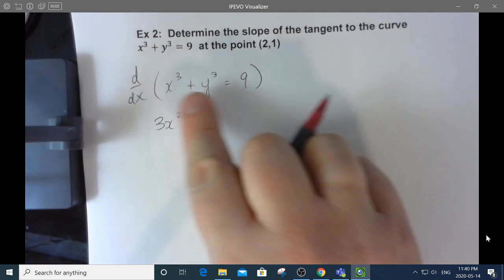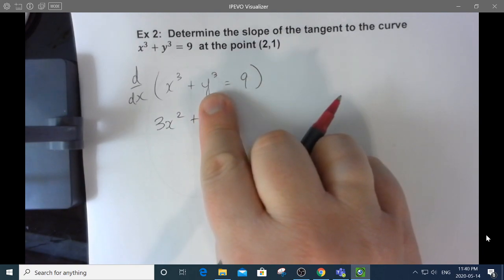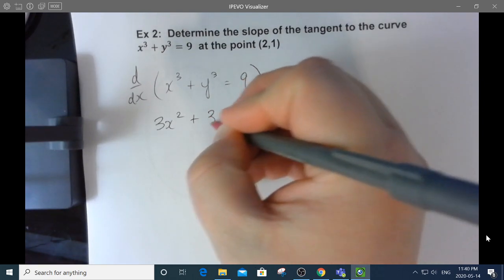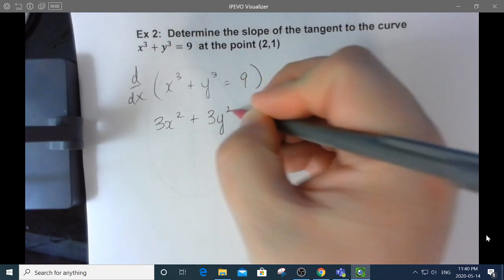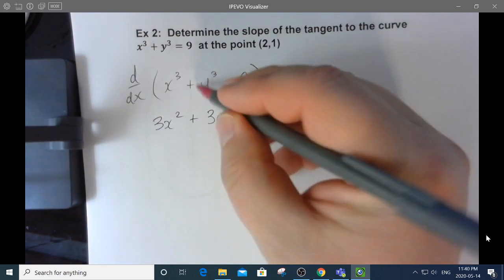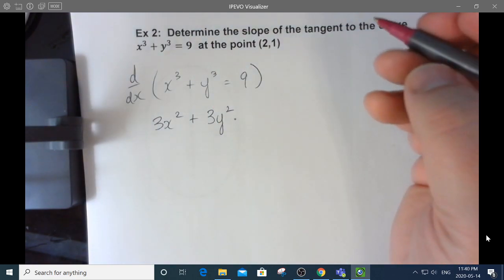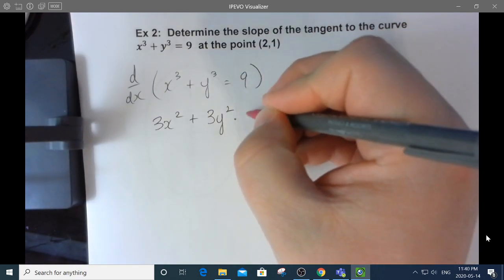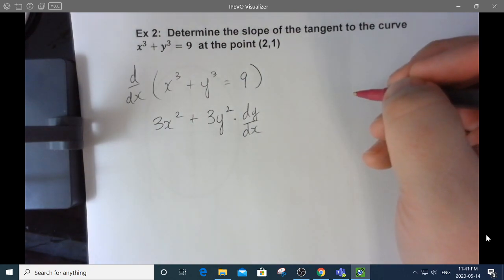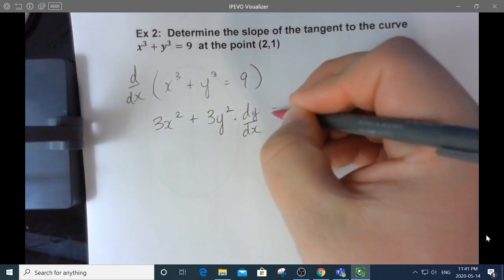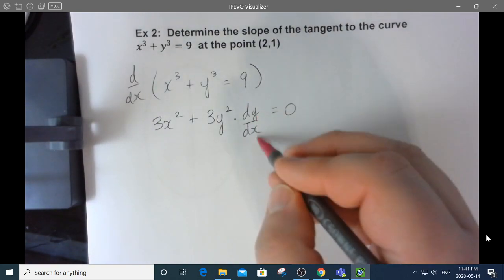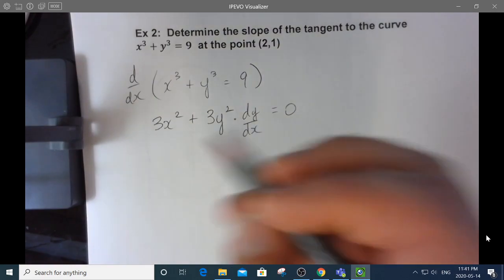So I want the derivative with respect to x of something that isn't x, which means I have to use my chain rule. So it's going to be 3y squared times the derivative of what's inside the y function, which I don't know what it is. So I'm going to have to call that dy by dx. Of course, the derivative of 9 is nothing. So I'm going to solve for dy dx because that is my slope.